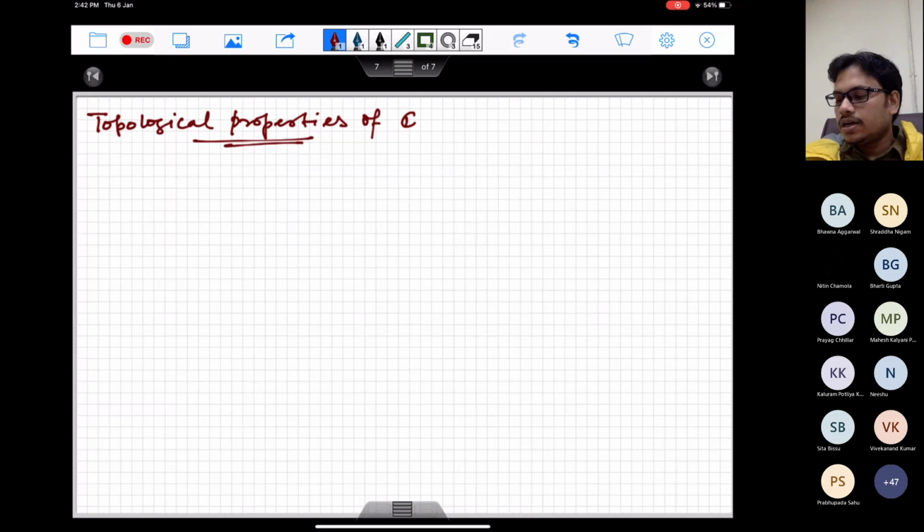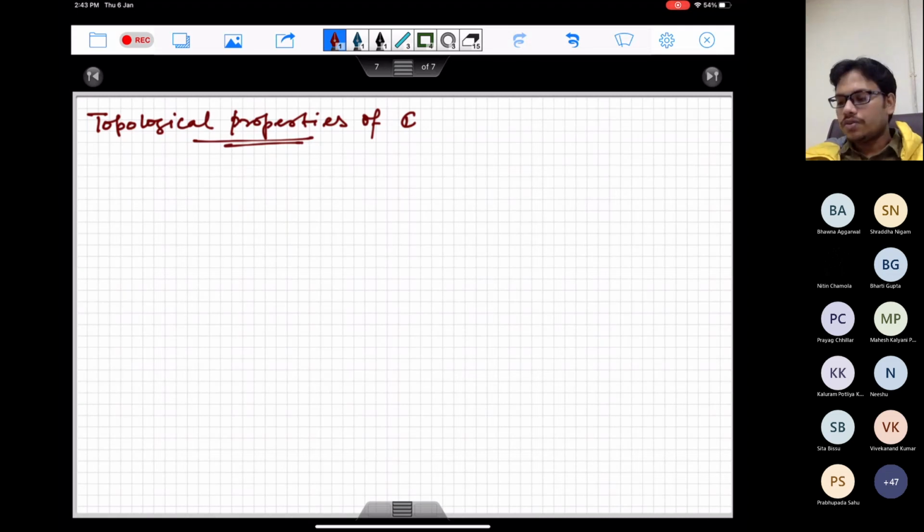Okay, so if you do not understand something, you can of course ask me. I'm going to give all the definitions that are required, but anyway, you will see them more rigorously in the topology course. As far as the topology of the complex numbers is concerned, it's quite similar to that of the real numbers.